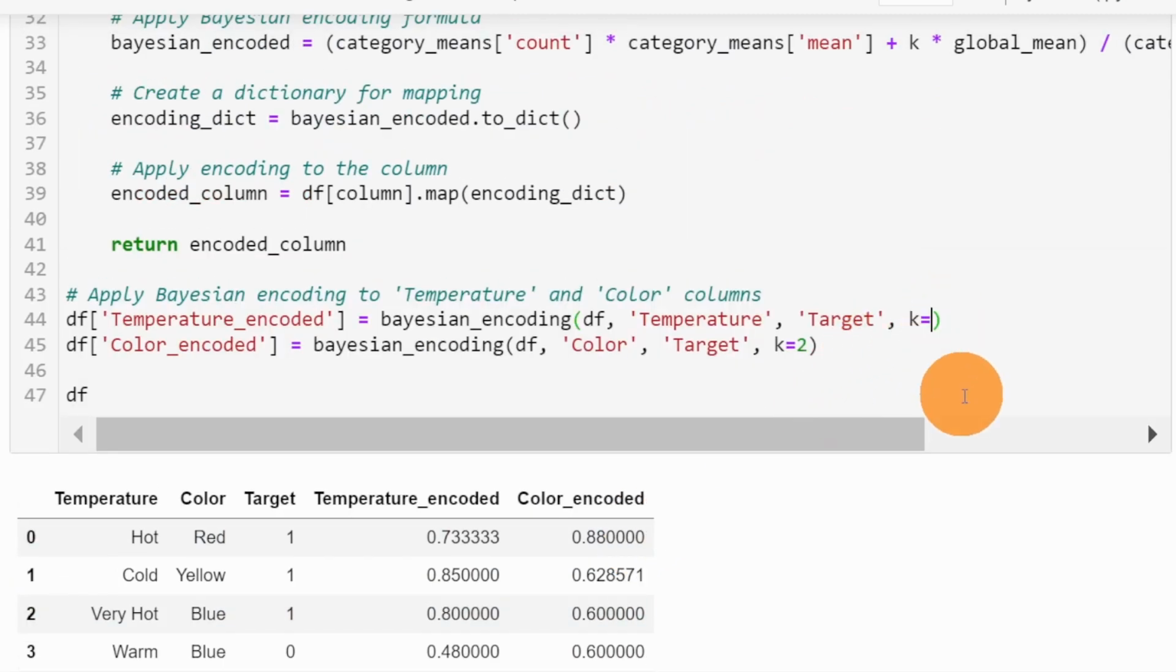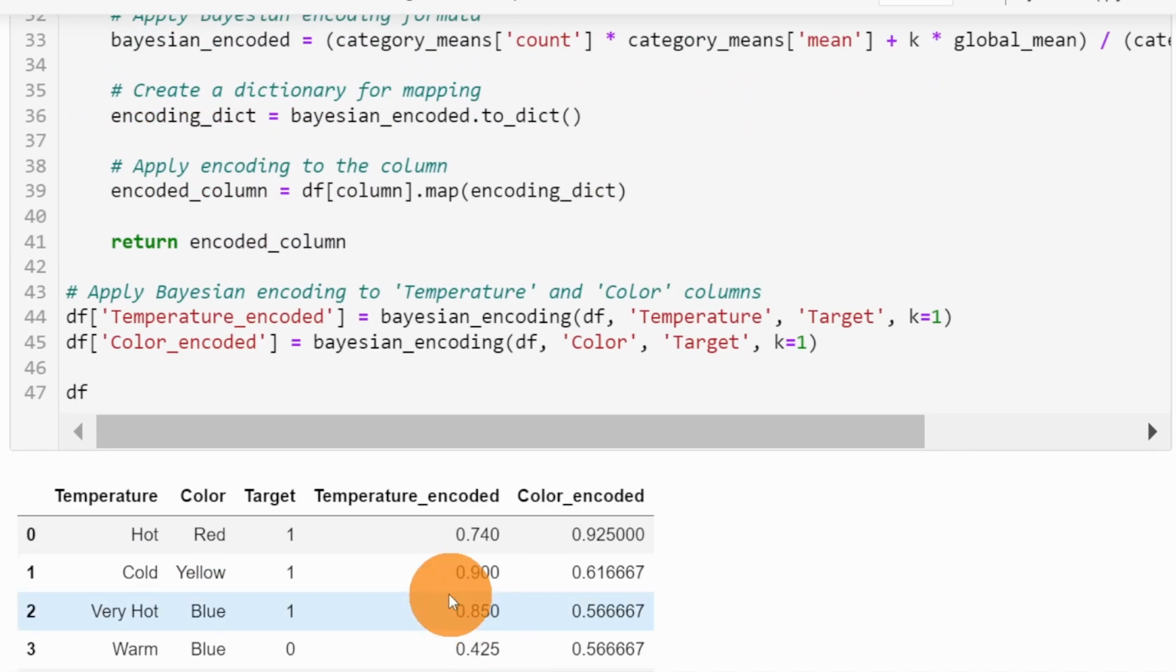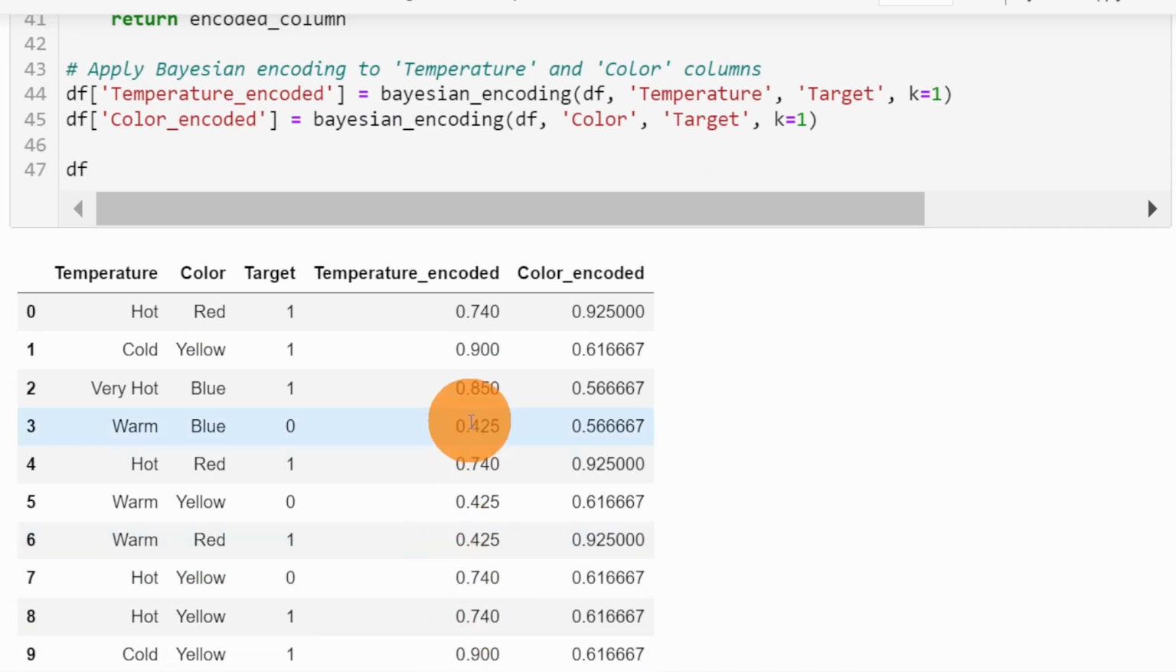Suppose I change the k to 1. You see the values are updated accordingly. Now, one important thing is we have to be mindful of how we set the K, because that's how the tuning needs to be done. And as I explained earlier, K impacts how these calculated means are moving towards the global mean.